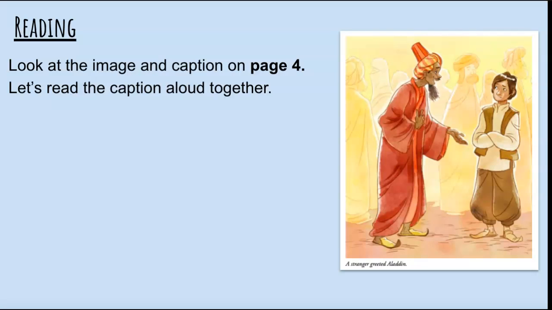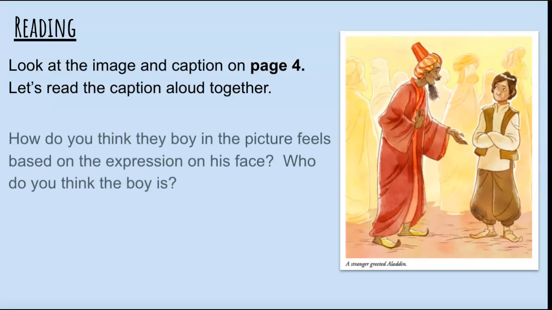Look at the image, the picture on page 4 and the caption. Let's read the caption aloud together. A stranger greeted Aladdin. How do you think the boy in the picture feels based on the expression on his face? And who do you think the boy is? If you said you think the boy is Aladdin, you're correct.